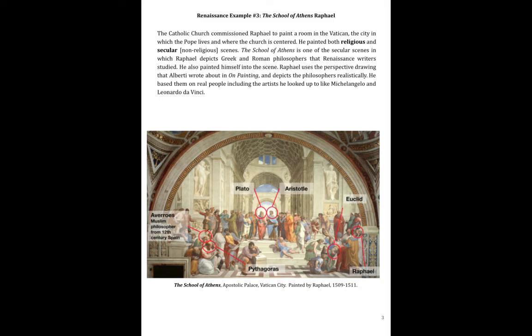Raphael uses the perspective drawing that Alberti wrote about in his book called On Painting and depicts the philosophers realistically. He based them on real people, including the artists he looked up to, like Michelangelo and Leonardo da Vinci. So in this painting, we not only see Raphael painted himself in here, but some of these names are probably familiar. Plato, Aristotle, maybe even Euclid, Pythagoras, the mathematician. Some of those names we have seen in our Golden Age of Athens activity earlier in the year.